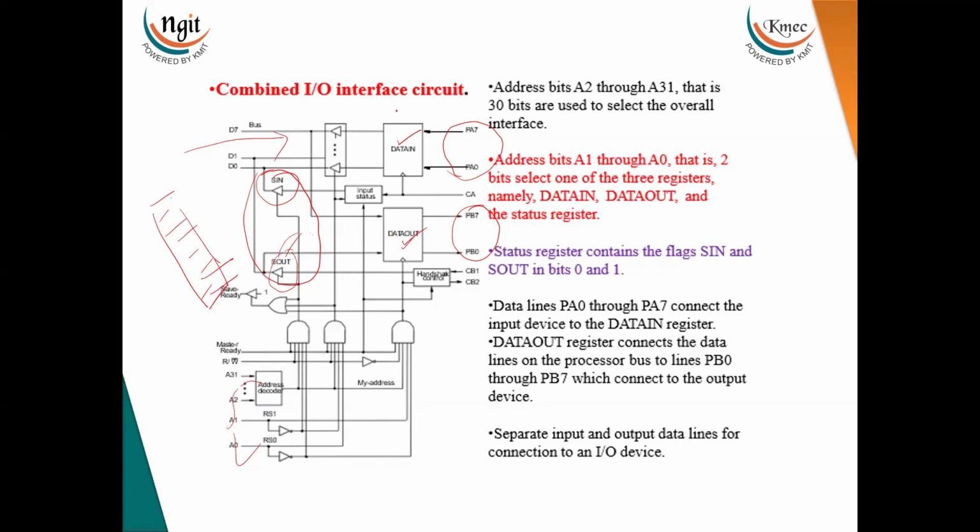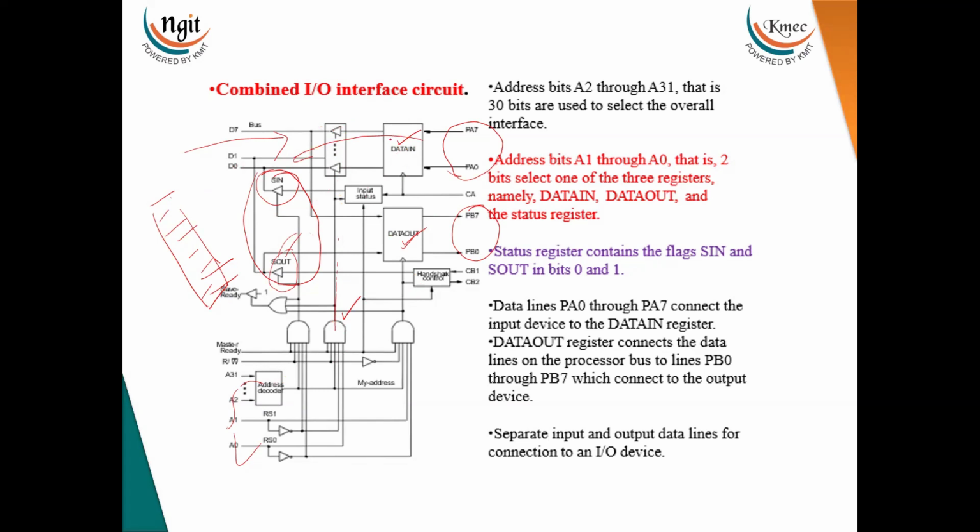If the processor wants to read the data, what does it do? It will enable the data in register by enabling this tri-state buffer, through this AND gate. So whatever data is there is placed onto the data bus, and the processor will read the data.